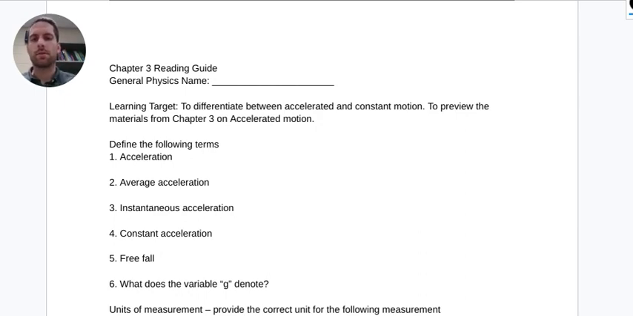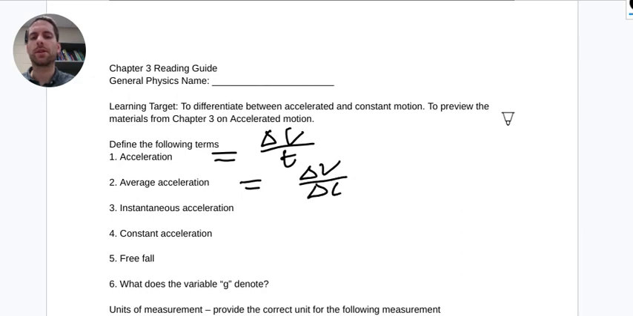With this video, the first definition is acceleration, which is the change in velocity over some time. It's not a specific amount of time, it's just some random amount of time. The average acceleration is where it's a time interval, so it's over some interval of time that's specific. The instantaneous acceleration is, you can think of that as acceleration at one instant of time.